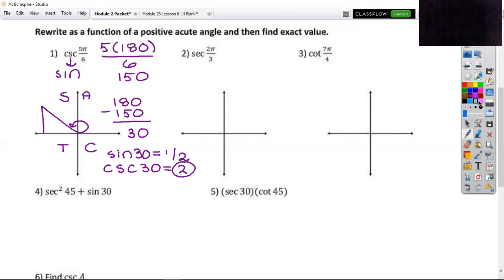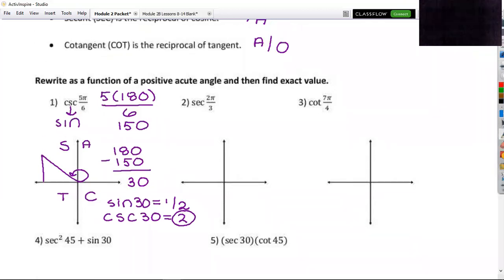All right, so number 2. Now I want to do secant. So I'm going to do 2 times 180 divided by 3. All right, what do we get from this? Thank you, 120. Awesome. And what function does secant go with? Cosine, good.